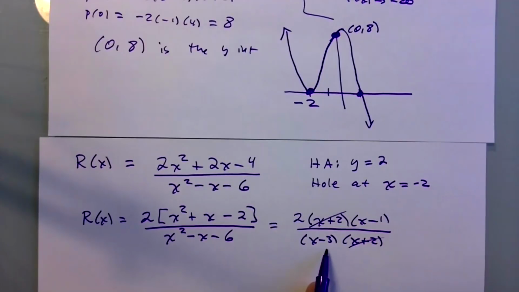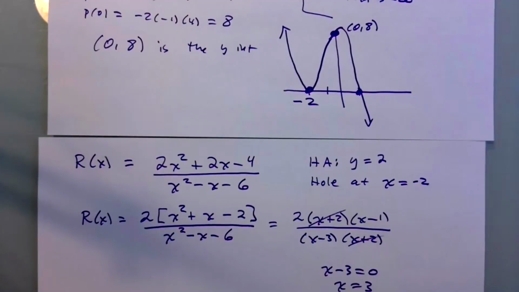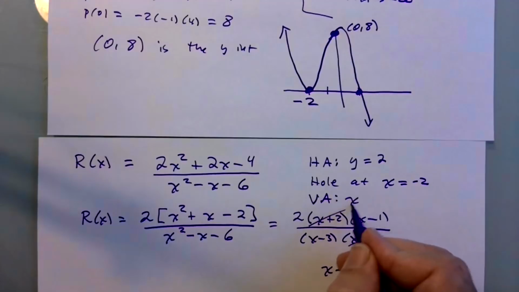X minus 3 downstairs is also not in the domain, but that is going to be an asymptote. So when does x minus 3 equal 0? When x equals 3. So we'll have a vertical asymptote at x equals 3.